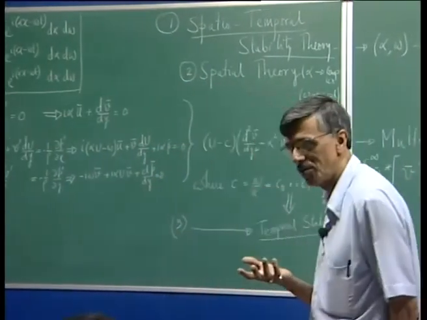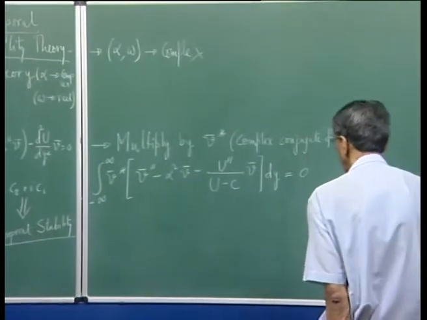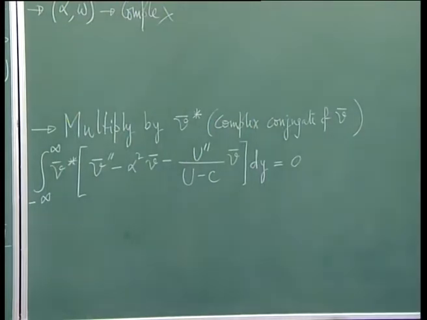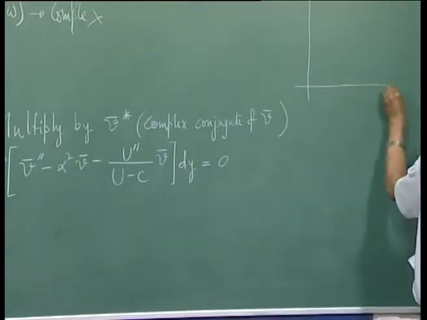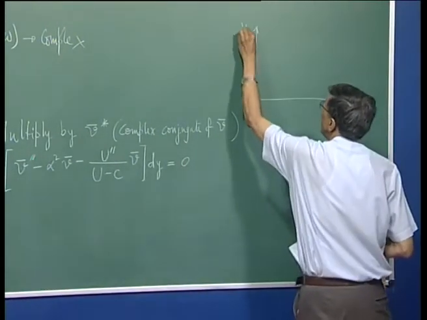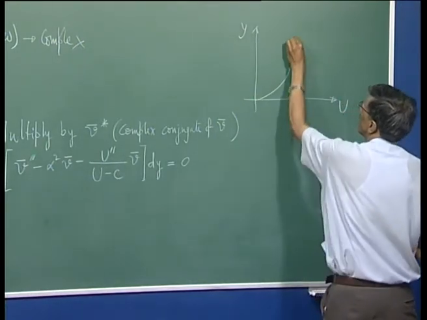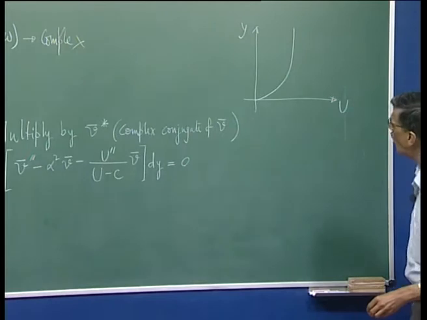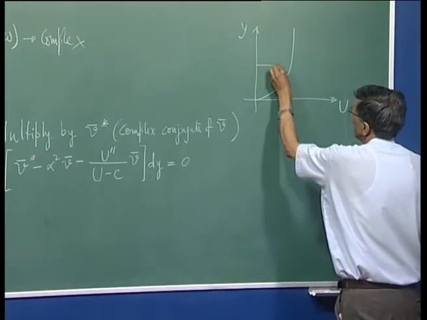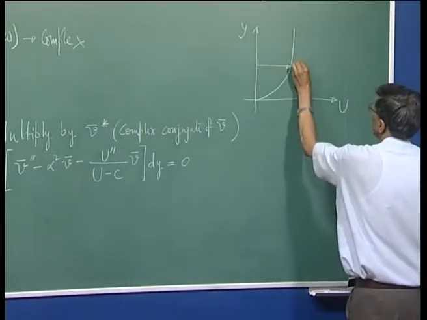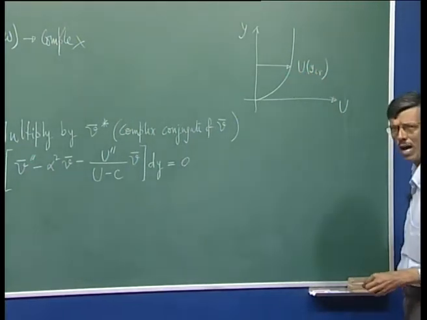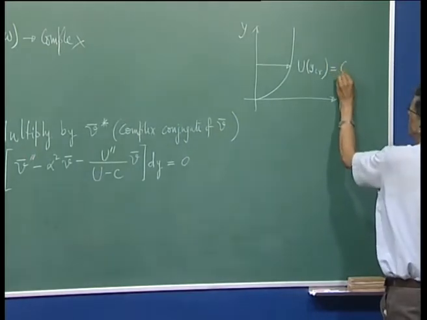So, for a neutrally stable flow, you will have a height where this can match. What are we talking about? You see, basically we are talking about the following: if I plot u versus y, then I could get a profile like this. So, at each height I have a value of u. At some height I could have u of y, I will call that some critical height, where that should be equal to c_r.